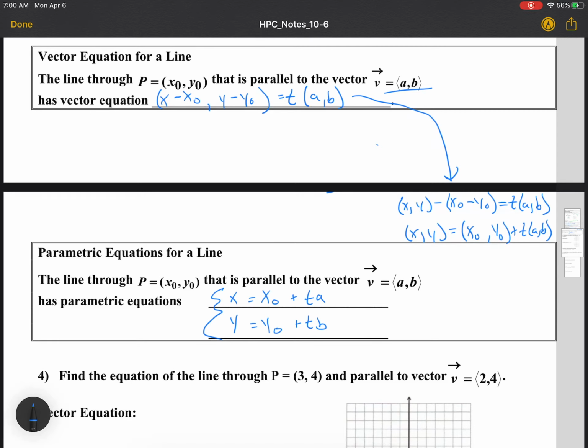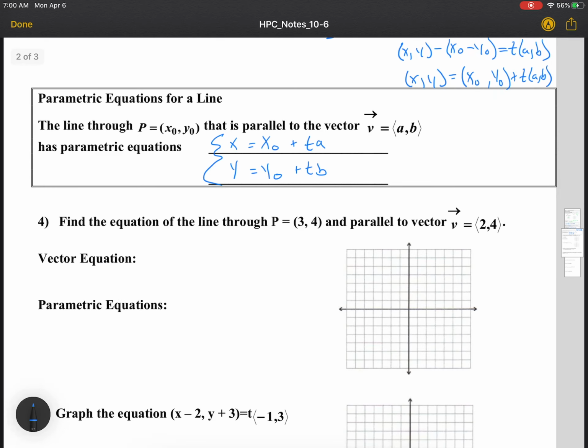Now we can just break it up into its two components. Take our x components, take our y components. This is just like what we were doing last section. Because now we have, okay? See how we get that just like switching them around?